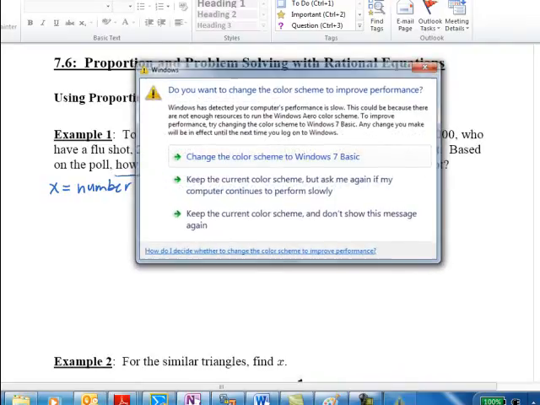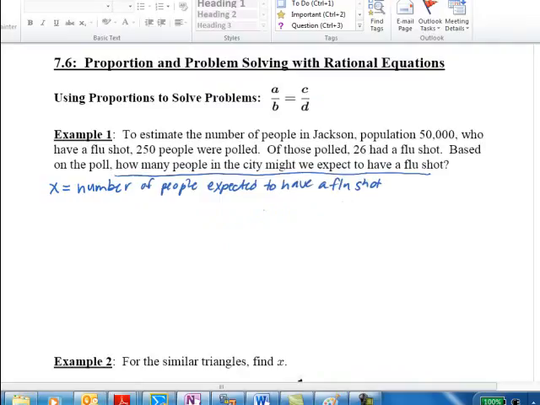Then you want to set up a proportion, and oftentimes there's more than one way to do this, but we could set up 26 of those who were polled had flu shots. So we would say 26 out of the total number polled, which was 250. We would expect that to be the same as the ratio of the people who had a flu shot out of the whole city, which was 50,000. So the people who had a flu shot out of the total number in the poll should be roughly the same as the people who had a flu shot out of the total number in the city.